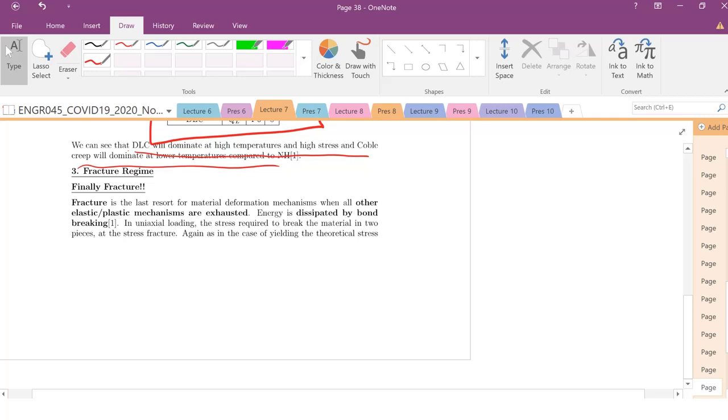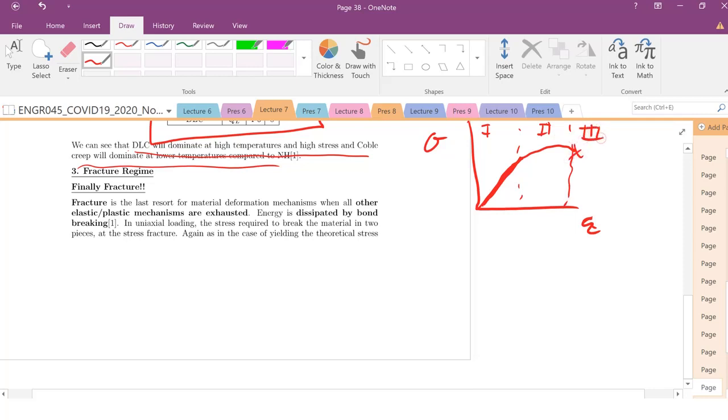We're going to finally get into our third regime on our stress strain curve. So we've dealt now, you're all experts in elasticity, plasticity, and now we're going to get into fracture. So this should be linear. Then we have our plastic regime. So elastic, plastic, and now finally fracture.